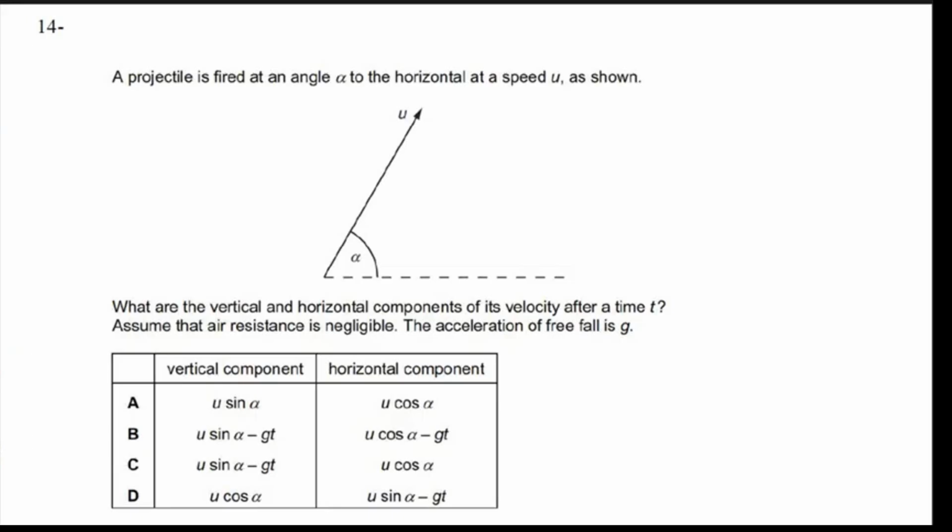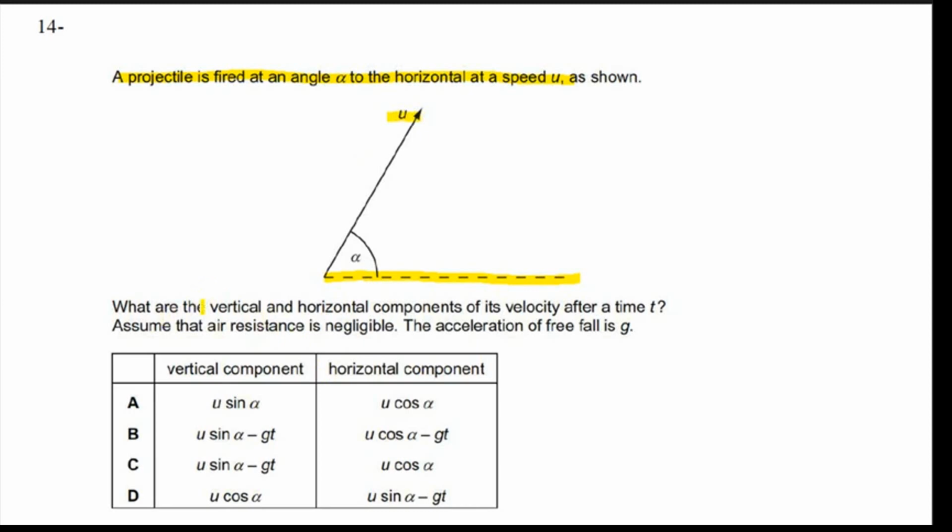This question is about projectile motion, and it is just testing your basic understanding of projectile motion. So let's try to answer this one now. As you can see, it is given that a projectile is fired at an angle alpha to the horizontal at a speed u. So this line is horizontal. It simply means that it makes angle alpha with the horizontal, and its initial velocity is u.